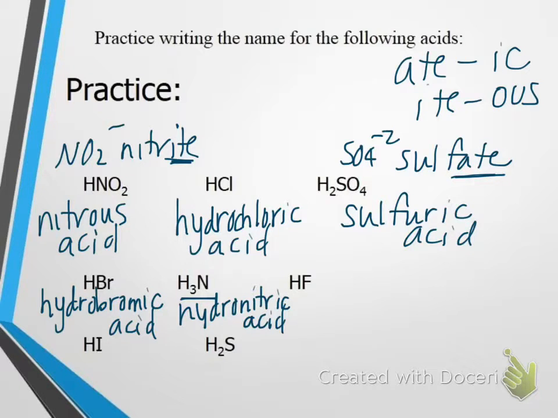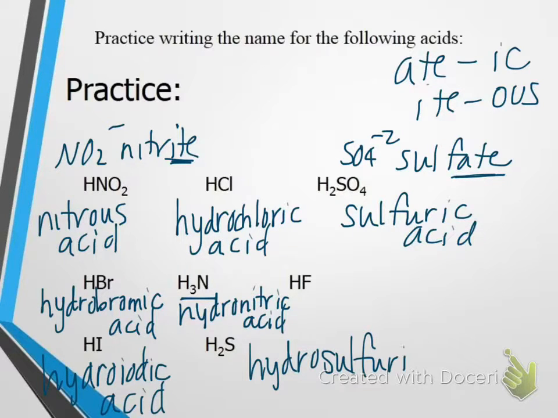And then this one right here, I don't think you have HF on your paper, so I'm going to skip that. But on your notes you have HI. It's the friendliest acid. Hi. Aww, how sweet. This one's hard to say, hydroiodic acid. It looks funny. And then H2S is hydrosulfuric acid.